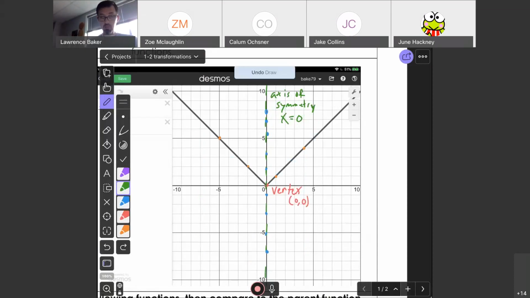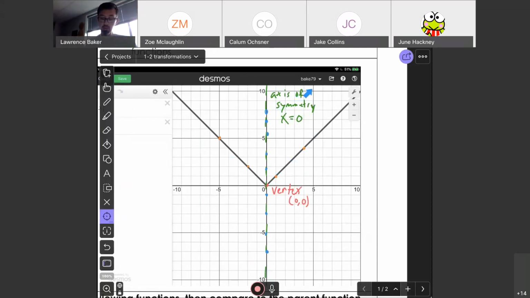So again, vocabulary, these are things that you are going to be expected to know. Axis of symmetry, it's the line. You don't need the definition down, but you need to know what I'm talking about. The axis of symmetry is the line that divides the graph in half. And then the vertex is the point where it changes from decreasing to increasing. So, the corner.